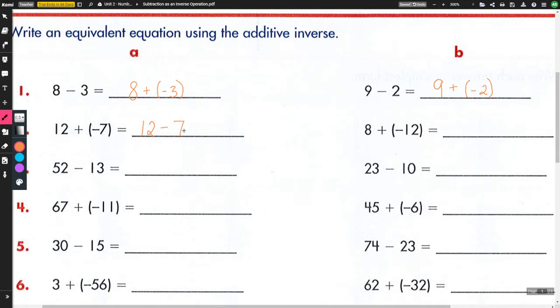Here we're going to do the same thing. The 8 stays the same. We're going to change that addition sign back to subtraction and get the opposite of the negative 12, which is just 12.